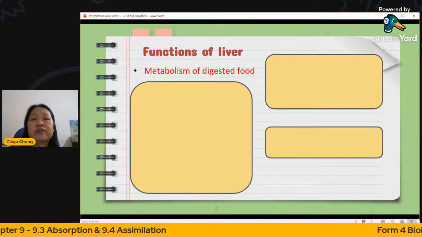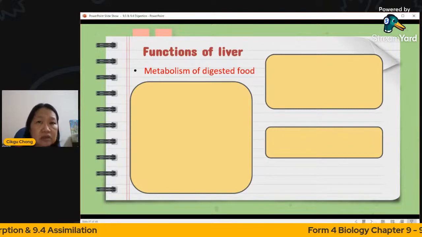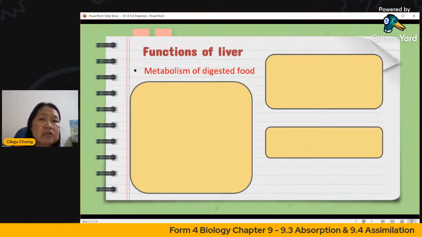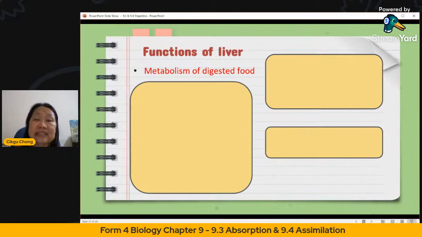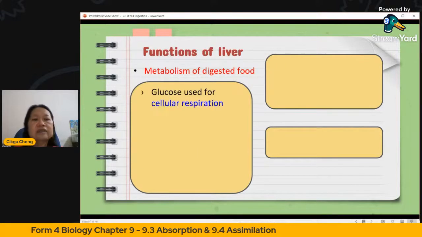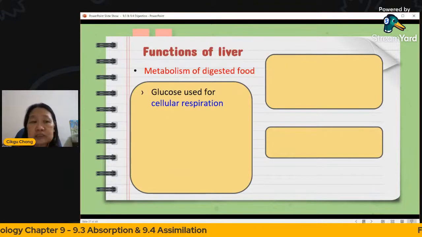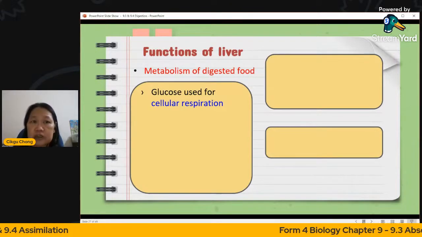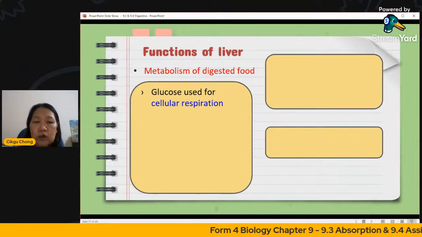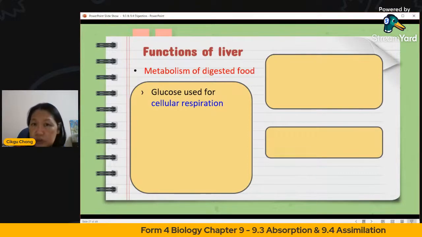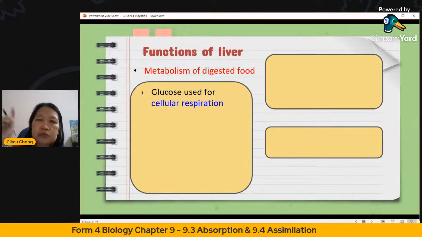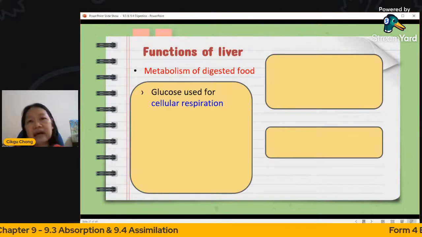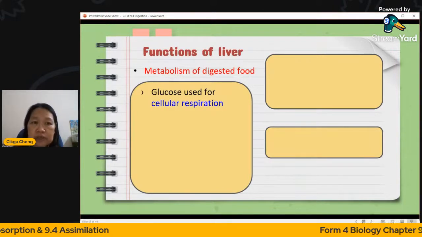Either it converts your food into something else, or it may even release it out into the blood, to be used by your cells to produce energy. Now, glucose is mainly used for cellular respiration. So your liver will release some of this glucose into the blood. It goes up through the hepatic vein, then it goes to the heart. Then the heart pumps it to all the cells in your body.